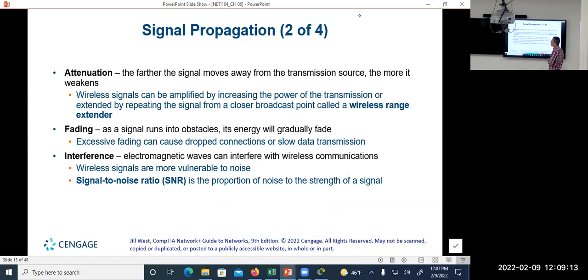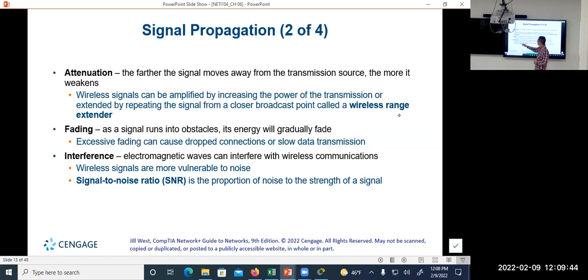Okay, now attenuation is the same as with the cable, right? The longer range you transmit, the weaker the signal is. In that case, you can use a wireless range extender or repeater here. You just regenerate it to the original and transmit it here. The fading: as the signal runs into an obstacle here, its energy will gradually fade. Whenever you see an obstacle here, you get a weaker signal here.